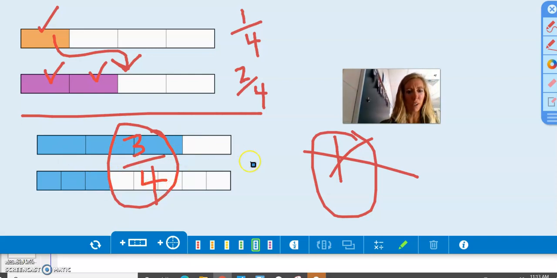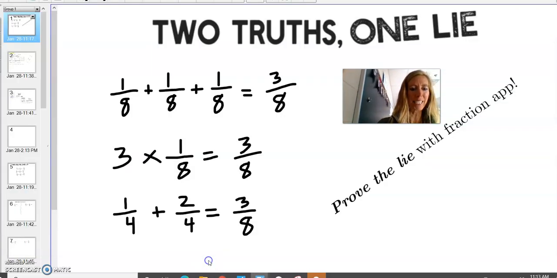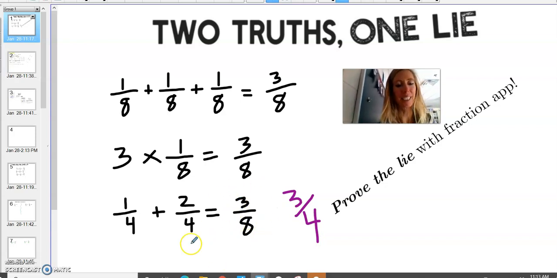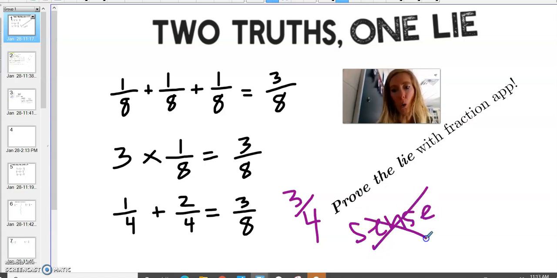Heck no. Okay. So that is a lie. It should not be 3/8. It should be 3/4. Oh yeah. Okay. But that is a mistake I see a lot. A lot of kids just want to add straight across, but then that does not make sense. Does it make sense? No. Not when you draw it out.